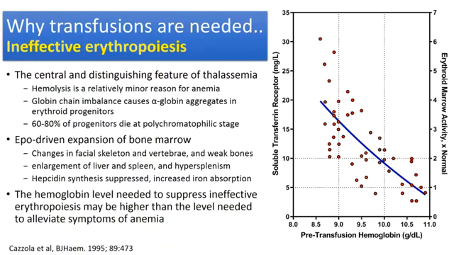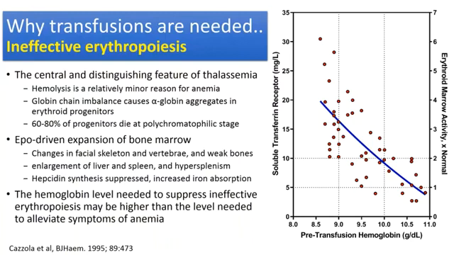And this leads to an EPO-driven, massive expansion of the bone marrow that can produce changes in the facial skeleton and vertebrae, weak bones, and enlargement of the liver and spleen causing hypersplenism. It also suppresses the synthesis of hepcidin, and that in turn increases iron absorption from the diet. The hemoglobin level that's needed to suppress ineffective erythropoiesis may in fact sometimes be higher than that needed to merely alleviate the symptoms of anemia.